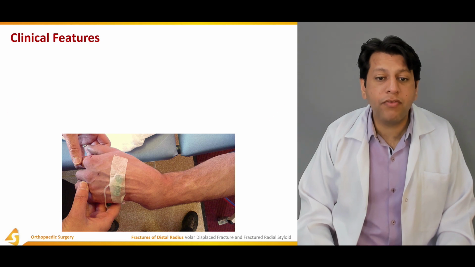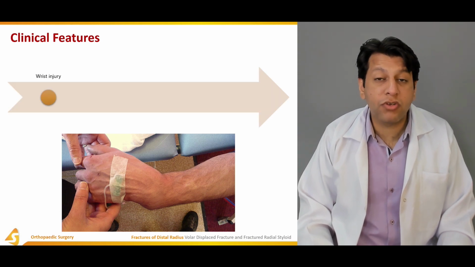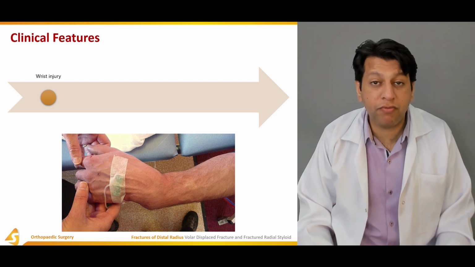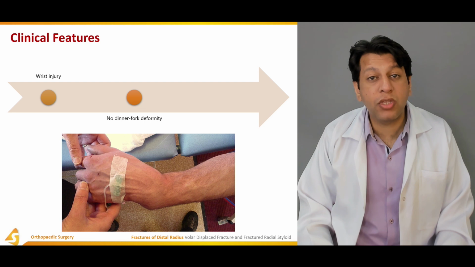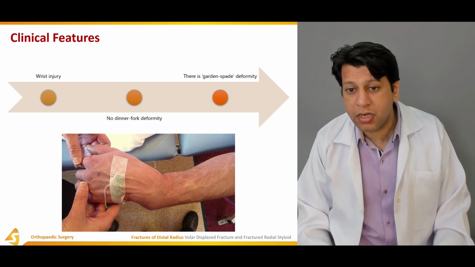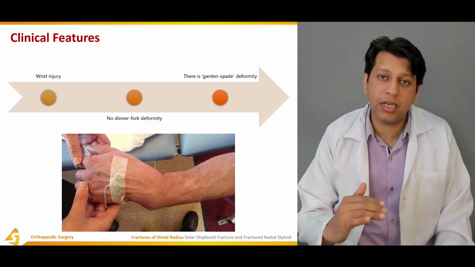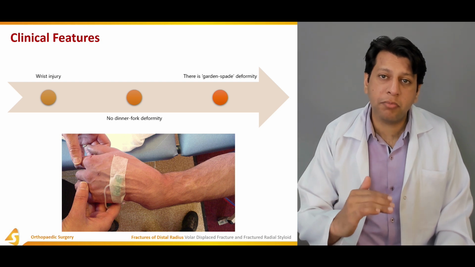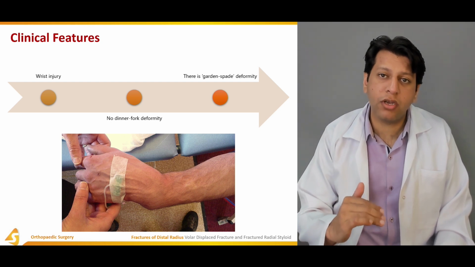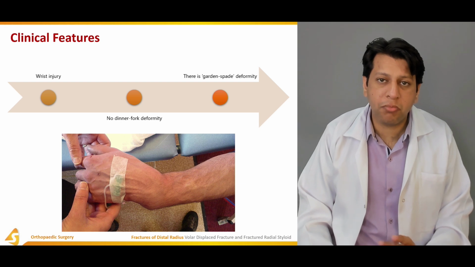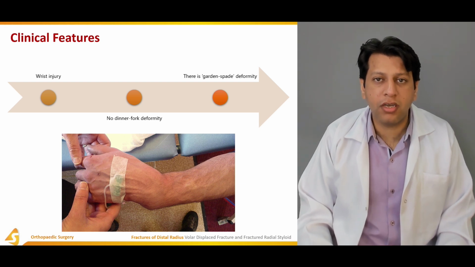Now coming to the clinical features. Clinical features include wrist injury. There will definitely be swelling, there will be pain, and there may be associated painful range of motion. Although with the Colles you classically have the dinner fork deformity, with the Smith fracture this is called a garden spade deformity. If you see it laterally, it becomes a garden spade in which the distal fragment is going volarly, the proximal fragment going dorsally, and the wrist is then again going volarly, and this makes a garden spade deformity over the wrist joint.